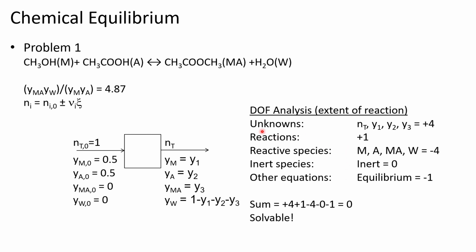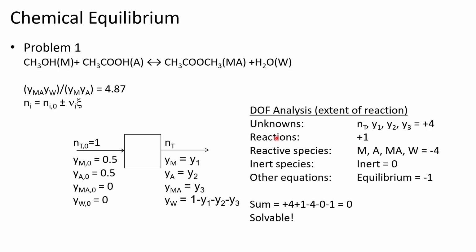Well, let's go through this step by step. Let's count the number of unknowns. If you look at the stream coming into the reactor, we assumed as a basis the total number of moles is 1, and we're told the mole fractions of methanol and acetic acid are both 1/2, and there's no other species present. So the stream is fully specified. There are no unknowns associated with it. For the stream coming out, we have 4 unknowns. We don't know the total number of moles, n sub t, nor do we know y sub 1, y sub 2, or y sub 3. Therefore, we have a total of 4 unknowns.